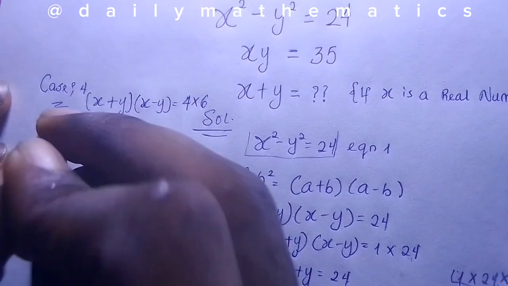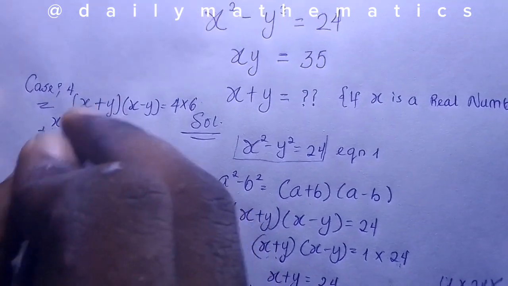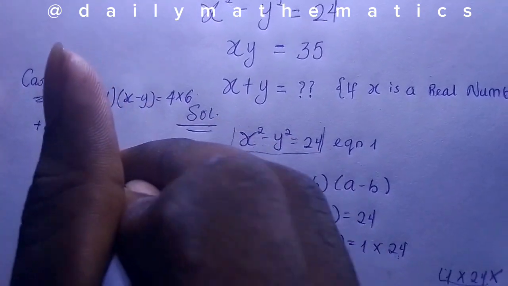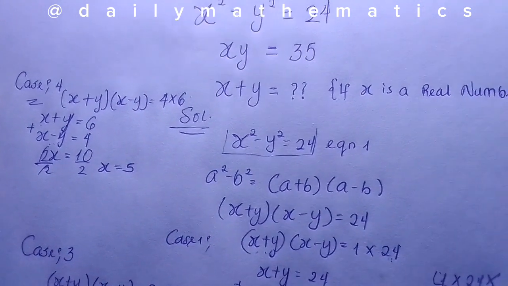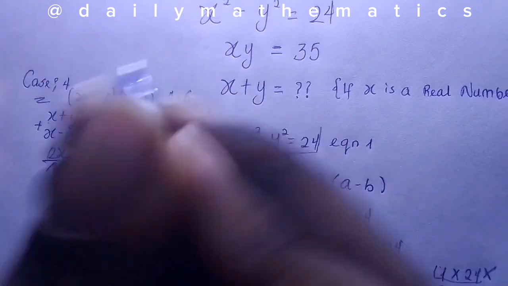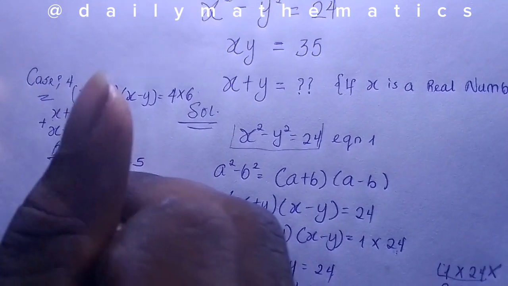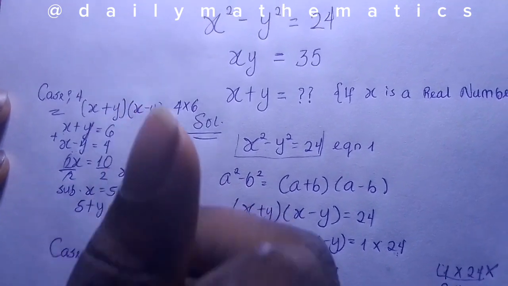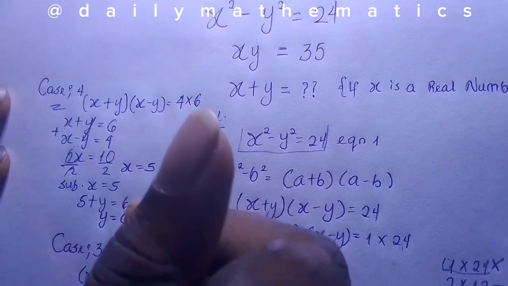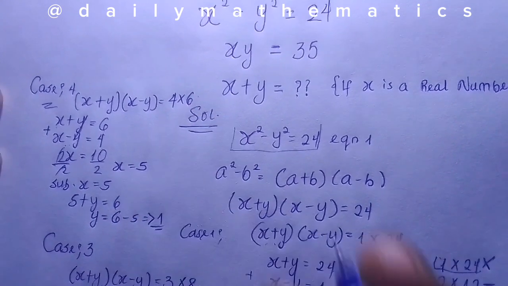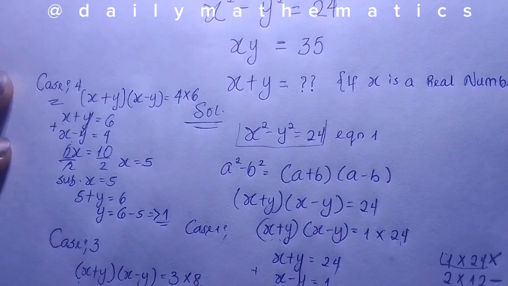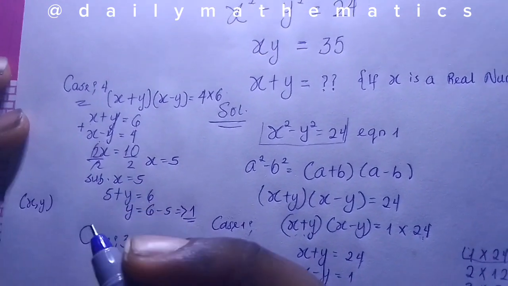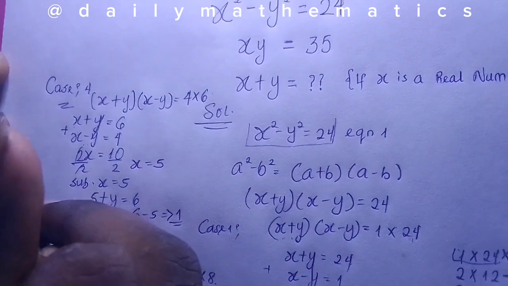From here, we add both equations. We have 2x equals, this cancels, 6 plus 4, 10. We divide both sides by 2, right? So x equals 5. Now let's substitute x equals 5 in the first equation: 5 plus y equals 6. y equals 6 minus 5 equals 1. So we have x is 5 and y is 1.